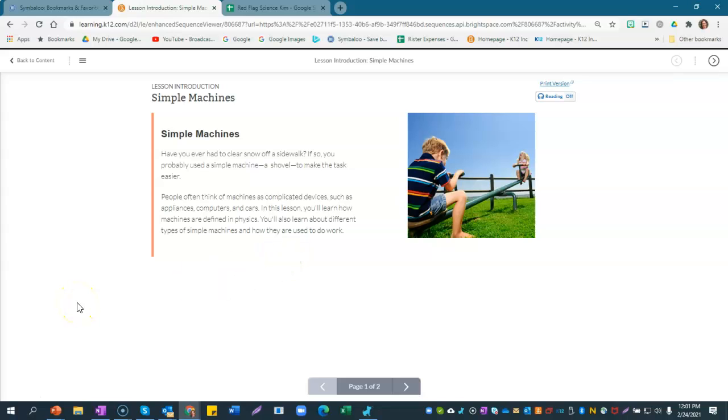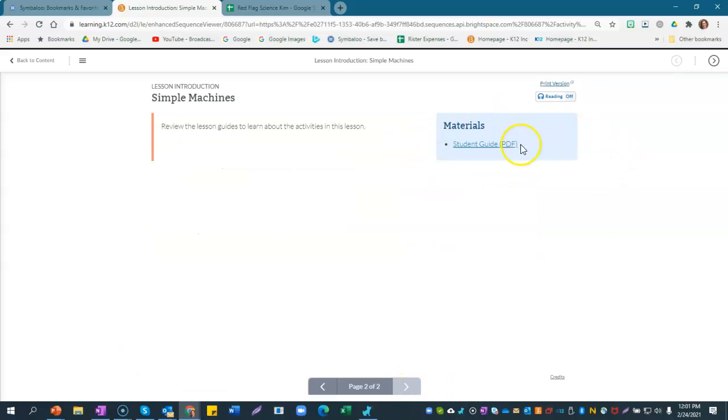All right, simple machines. Have you ever had to clear snow off a sidewalk? If so, you probably used a simple machine, a shovel, to make the task easier. People often think of simple machines as complicated devices, such as appliances, computers, and cars. In this lesson, you'll learn how machines are defined in physics, and you'll also learn about different types of simple machines and how they're used to do work.